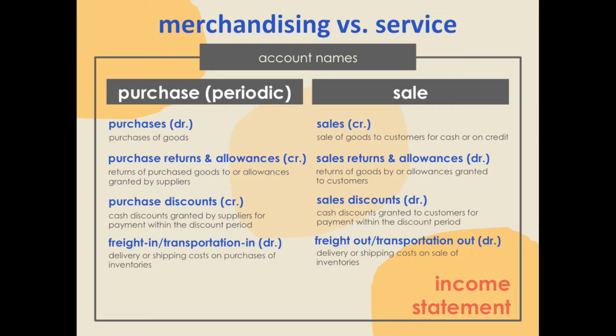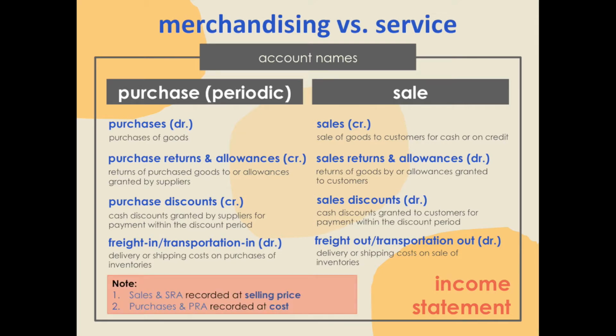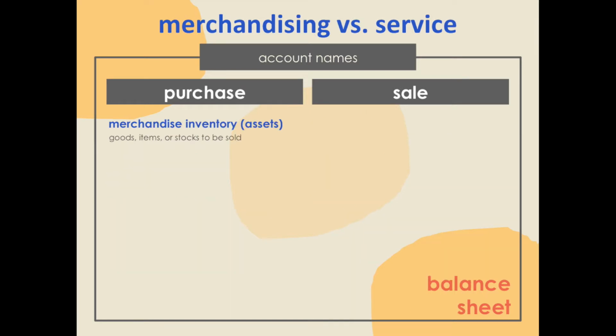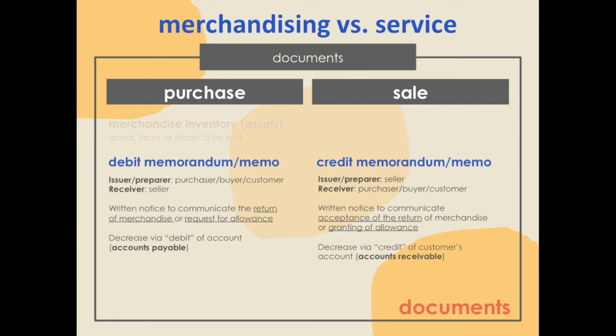Take note that the sales and sales returns and allowances are recorded at the selling price, while purchases and purchase returns and allowances are recorded at the cost of purchase. Next, we also have a balance sheet account, merchandise inventory, which is classified as a current asset. This represents the goods or stocks to be sold by the company which are still on hand.